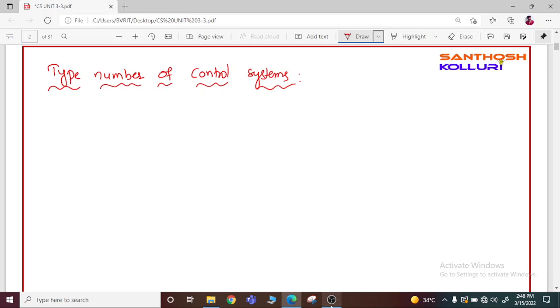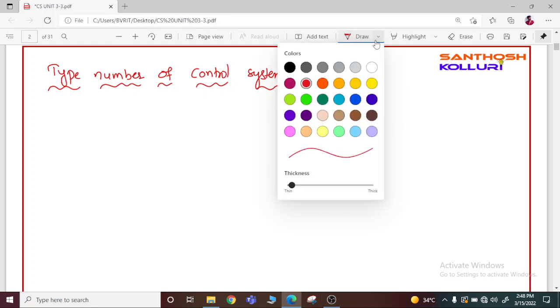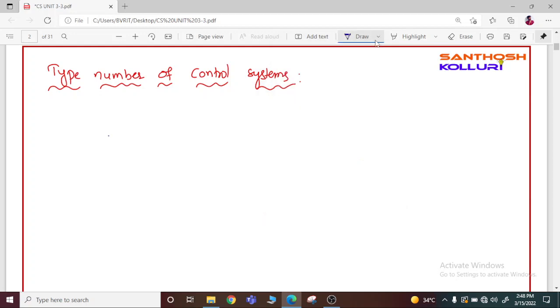So the type number of the system is specified for loop transfer function or a closed loop transfer function G of s and H of s. The number of poles of the loop transfer function lying at the origin decides the type number of the system.